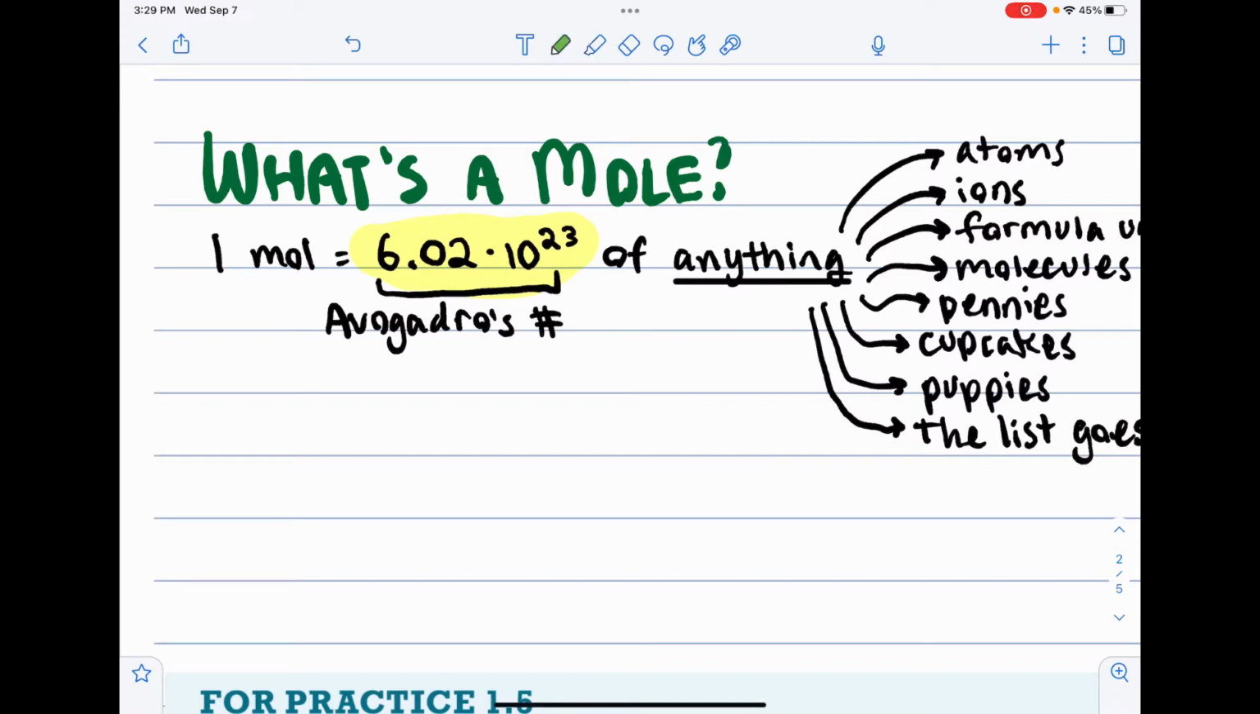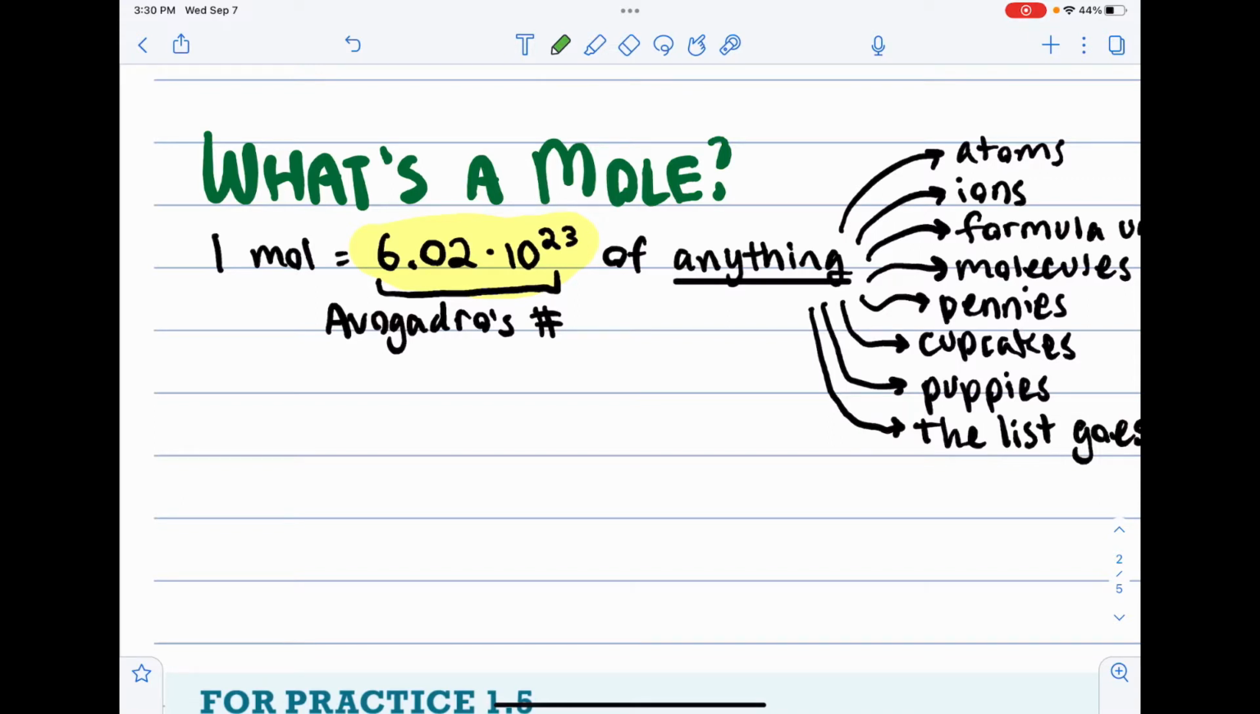And a mole, like a dozen, can be an amount of anything. We can have a mole of atoms, which is 6.02 times 10 to the 23rd atoms. We can have a mole of molecules, which is 6.02 times 10 to the 23rd molecules. We can have a mole of puppies, which is 6.02 times 10 to the 23rd power of puppies, and like freaking suffocate the earth. But Avogadro's number is our way of saying instead of saying 6.02 times 10 to the 23rd, we would say we have 1 mole of whatever it is.